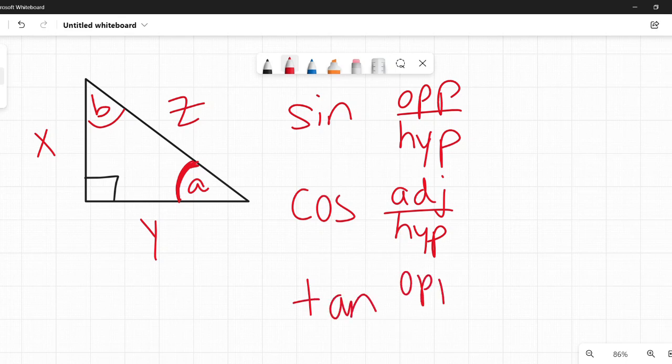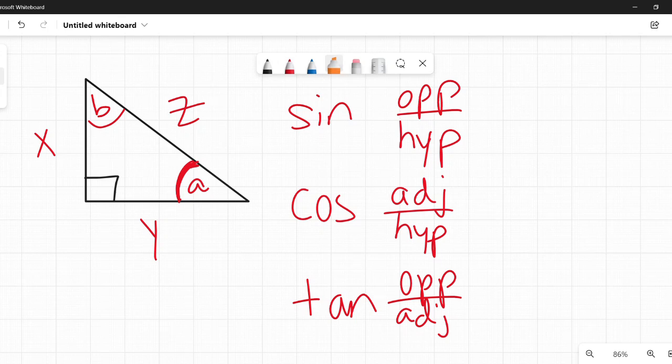And tangent, scoot that over, is opposite over adjacent. Opposite what? Hypotenuse, what is this? All right, that's our next step. Opposite and adjacent in this context are going to change depending on your perspective. Hypotenuse won't. Hypotenuse is always going to be the same side, but opposite and adjacent are going to change.